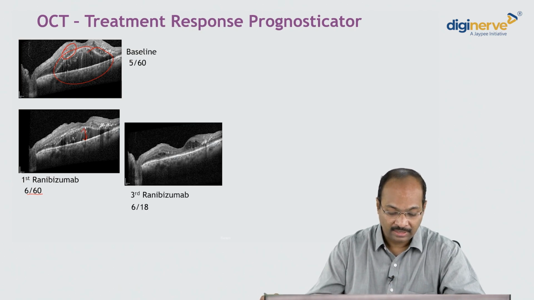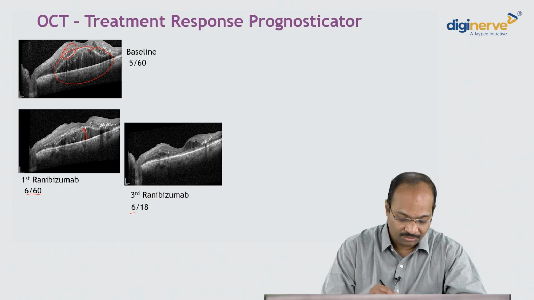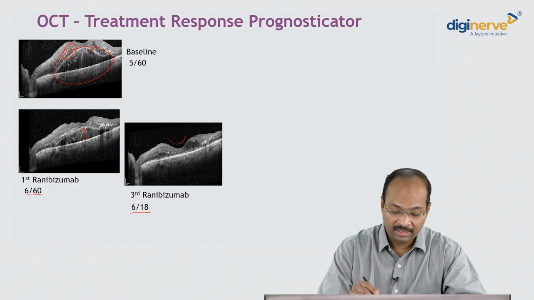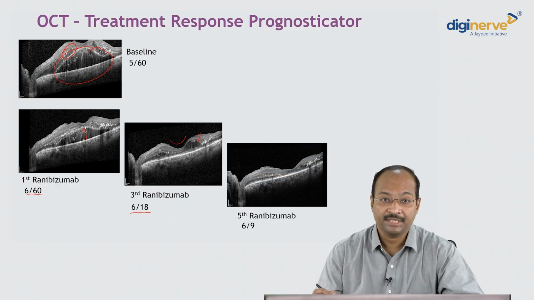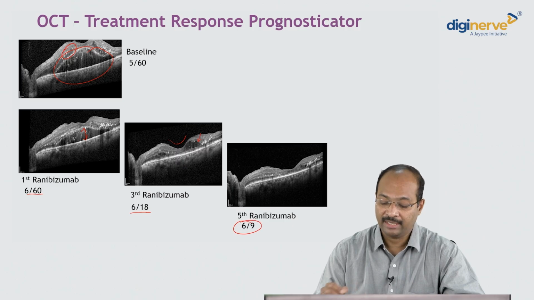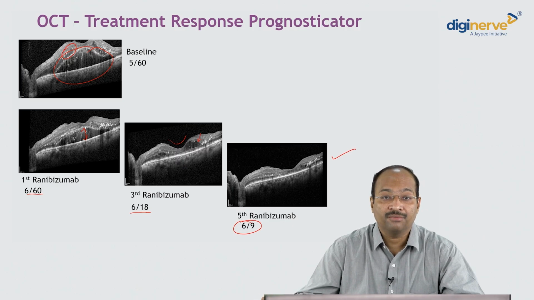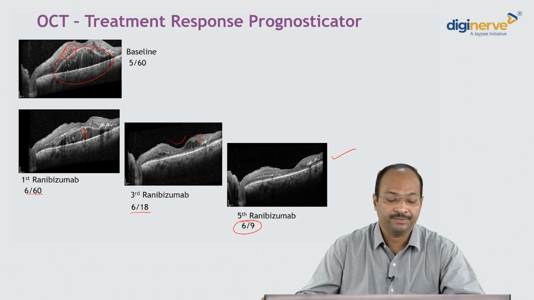And going forwards, after the third injection, you can see the acuity improved to 6/18. The foveal contour has improved, the intraretinal edema has reduced, and with the fifth injection, visual acuity improved to 6/9, and there is fairly remarkable restoration of the foveal and the macular contour.